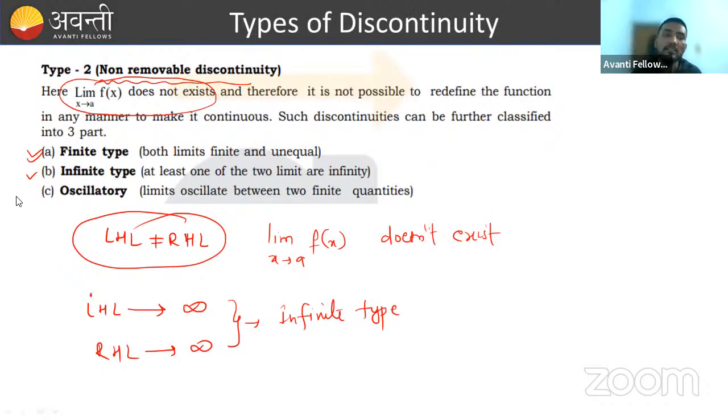And the third one is oscillatory. Oscillatory means we are actually not sure about the value of the limit, but we know that it oscillates between two finite quantities. So I will take an example for oscillatory also.